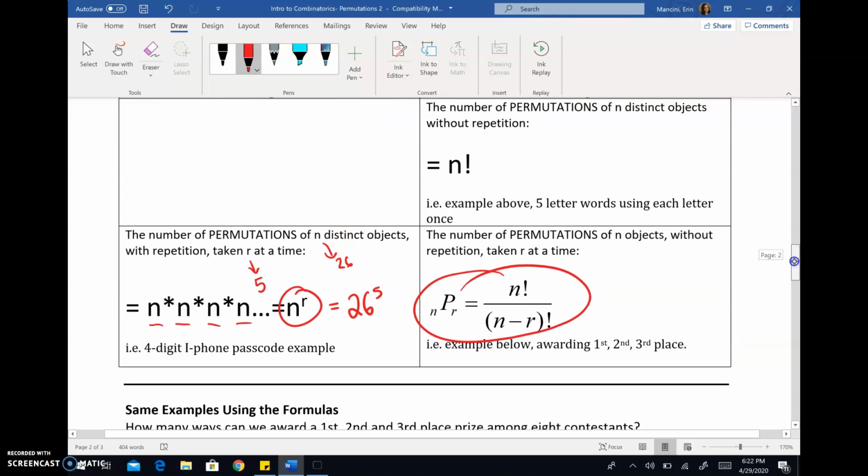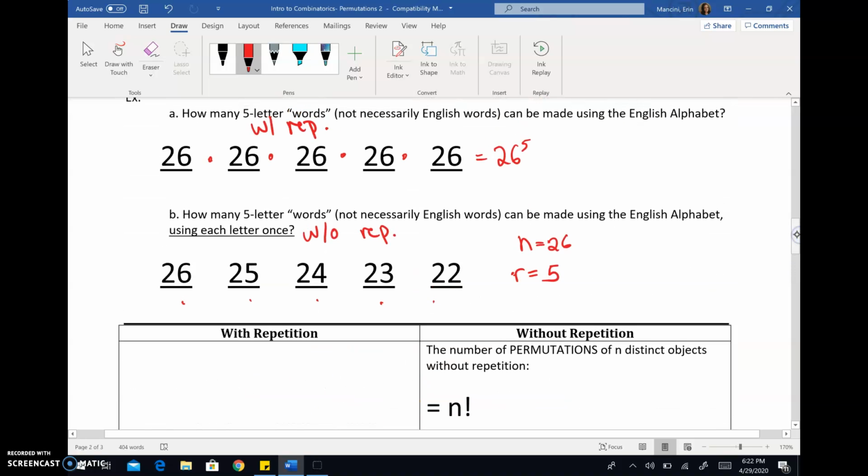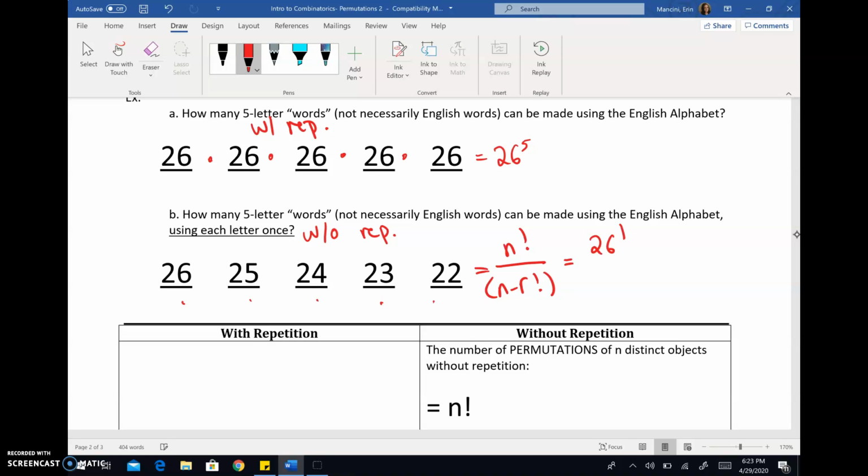Okay, so this formula is n factorial over n minus r factorial, and I'm going to show you how that's actually the same thing as what you see here. So this is equal to n factorial over n minus r factorial. Just substituting in those numbers, again, n is 26, you're taking 26 things, and you're choosing 5 of them, which is your r. Which is 26 factorial over 26 minus 5, which is 21 factorial.